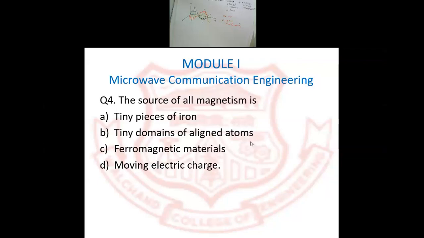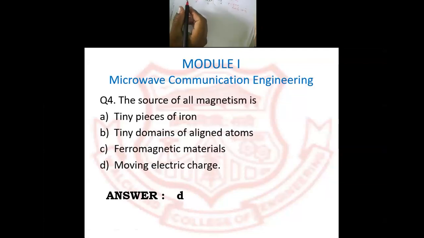Yes, answer is A. Very good, because the electric field component and the magnetic field component are dependent on each other. We can say this if we solve Maxwell's equations. In Maxwell's equations we say that del cross E is equal to what? Minus dB by dt.